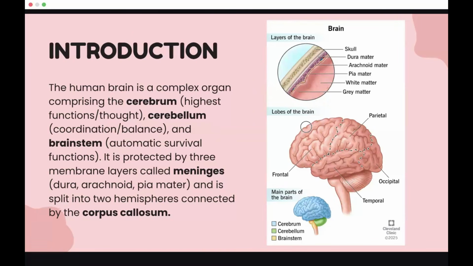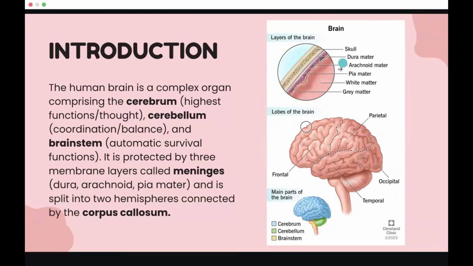The whole brain is protected by three membrane layers called the meninges: the dura, the arachnoid, and the pia mater. We will be touching upon these at the very end of this lecture, inshallah, so keep them in mind. The brain is split into two hemispheres connected by the corpus callosum. I've added here a diagram to better explain it.